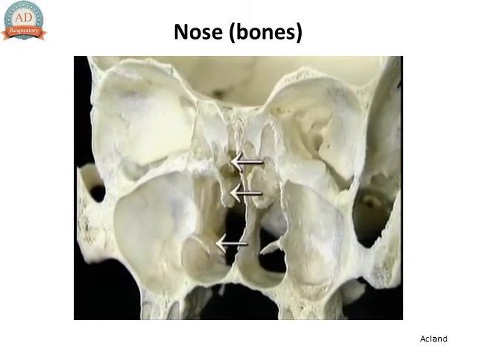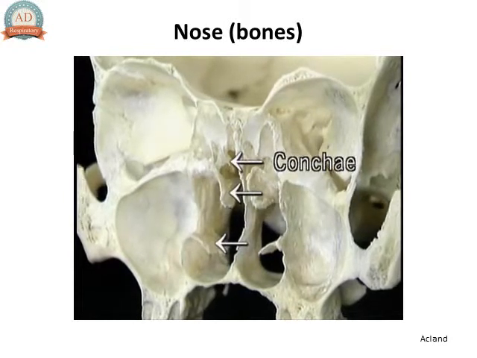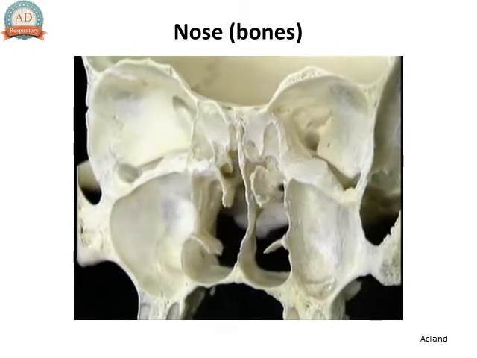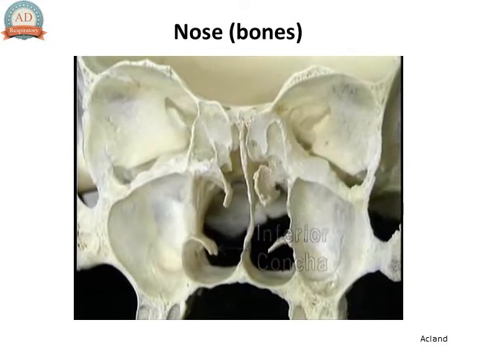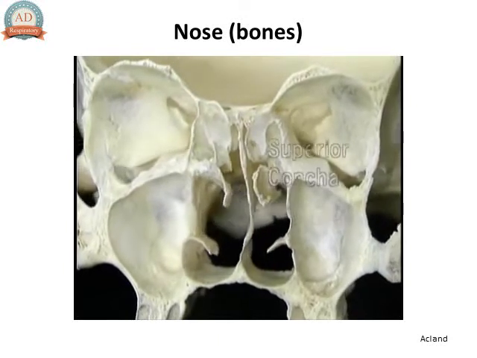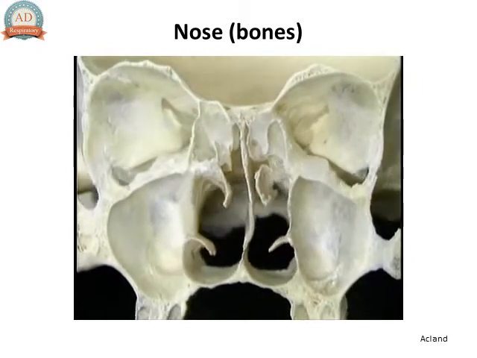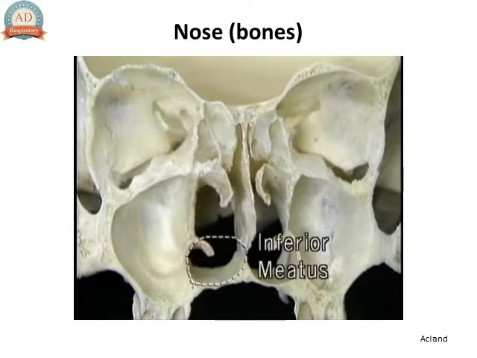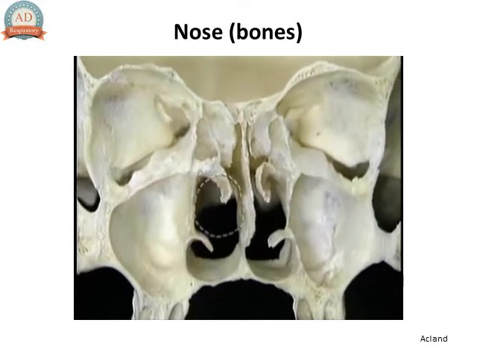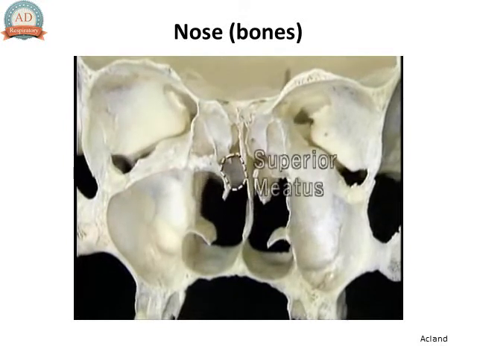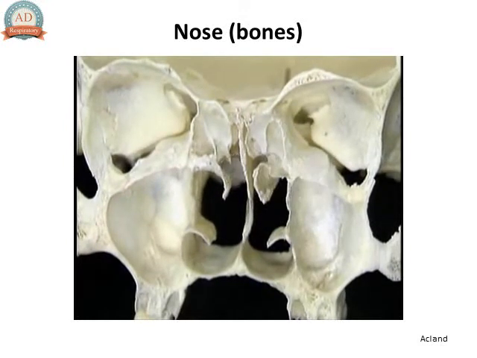three delicate bony projections, the conchae, also known as the turbinate bones. This is the inferior concha, this is the middle concha, this is the much smaller superior concha. The three conchae partially divide the air passage into three parts: the inferior meatus, the middle meatus, and the superior meatus.